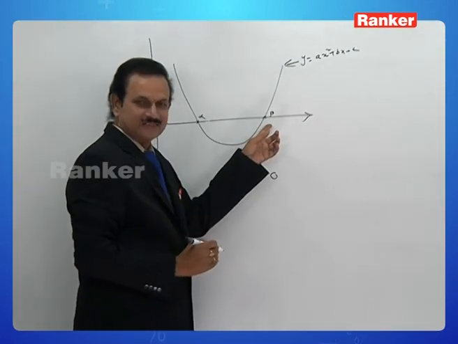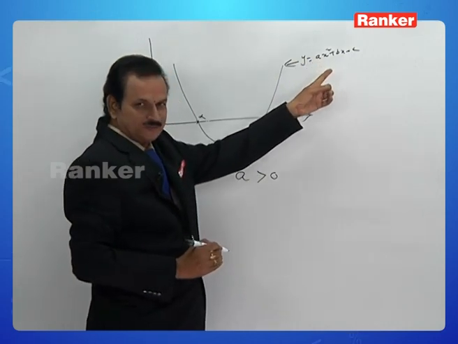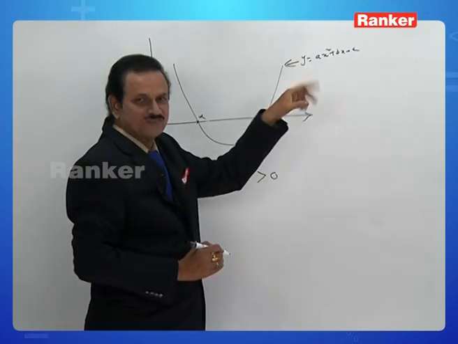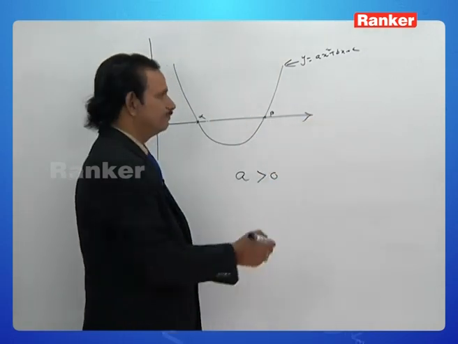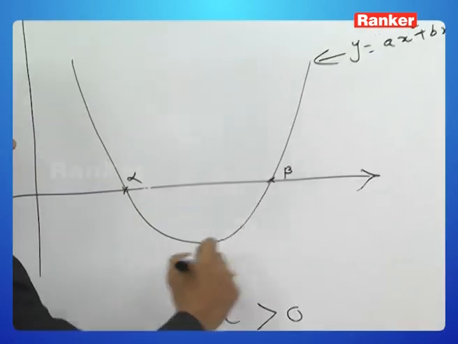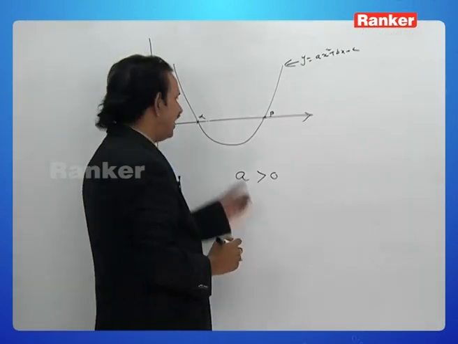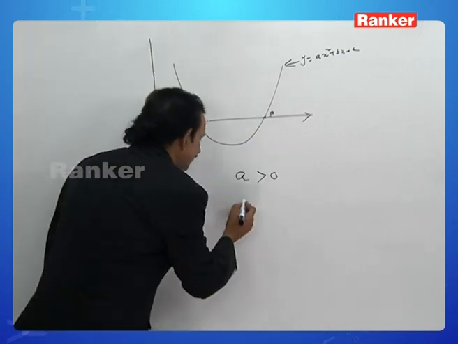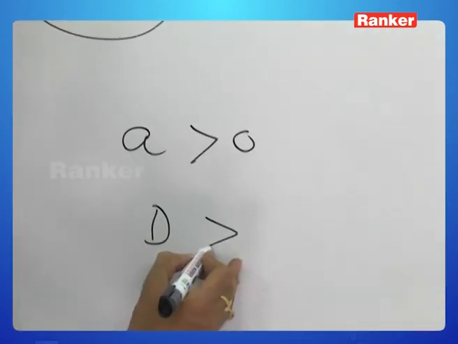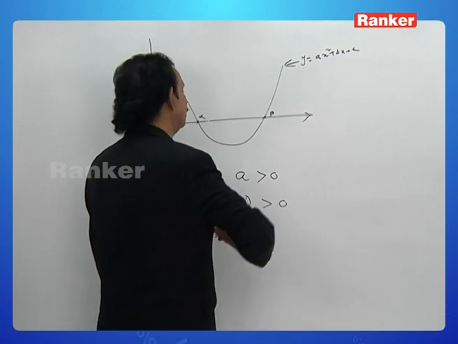Actually, on the x-axis y is equal to 0. What is y? ax square plus bx plus c. So, ax square plus bx plus c is equal to 0 has 2 answers, means 2 roots. Therefore, the equation ax square plus bx plus c is equal to 0 has 2 distinct real roots. When can it happen? Discriminant is greater than 0.